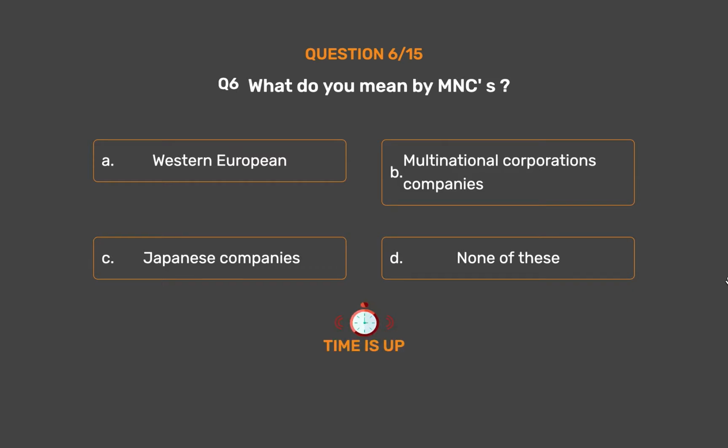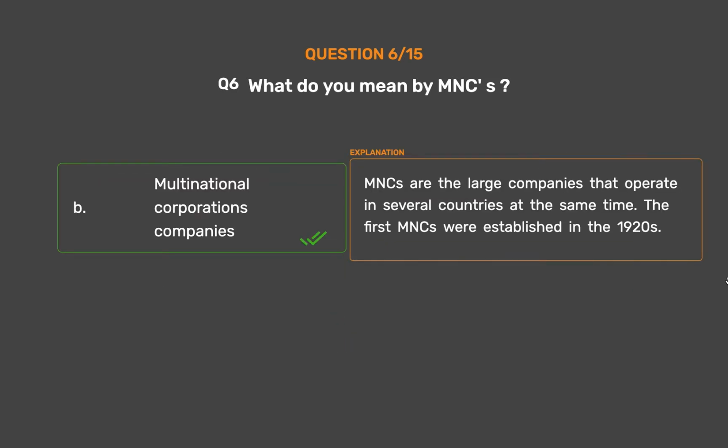The correct answer is Option B. Multinational corporations companies. MNCs are the large companies that operate in several countries at the same time. The first MNCs were established in the 1920s.